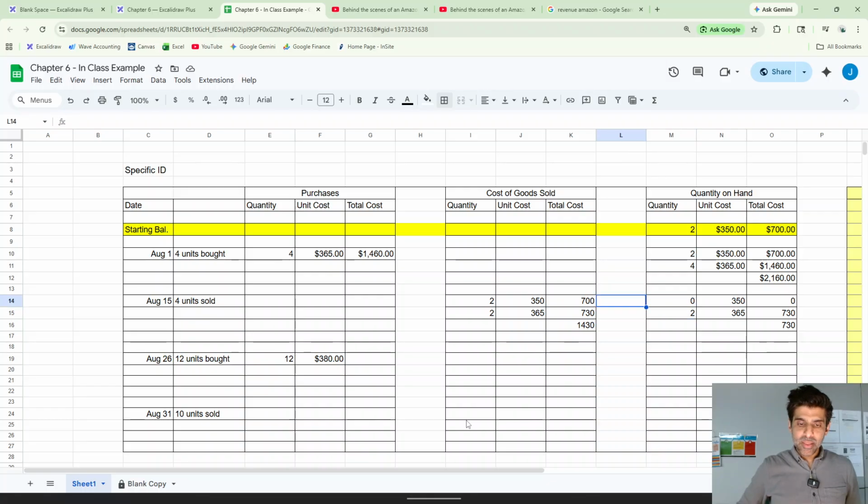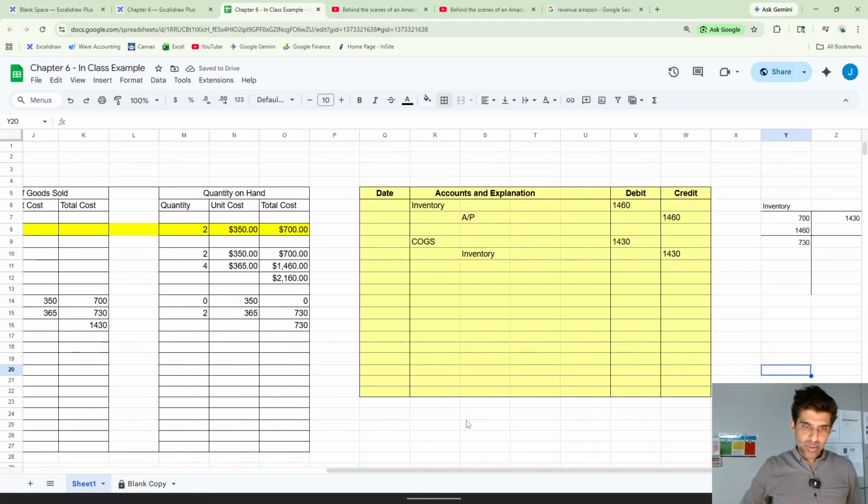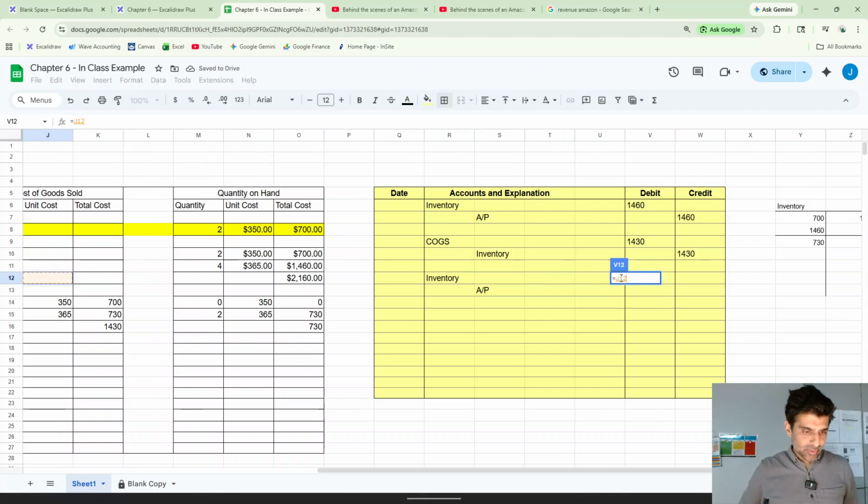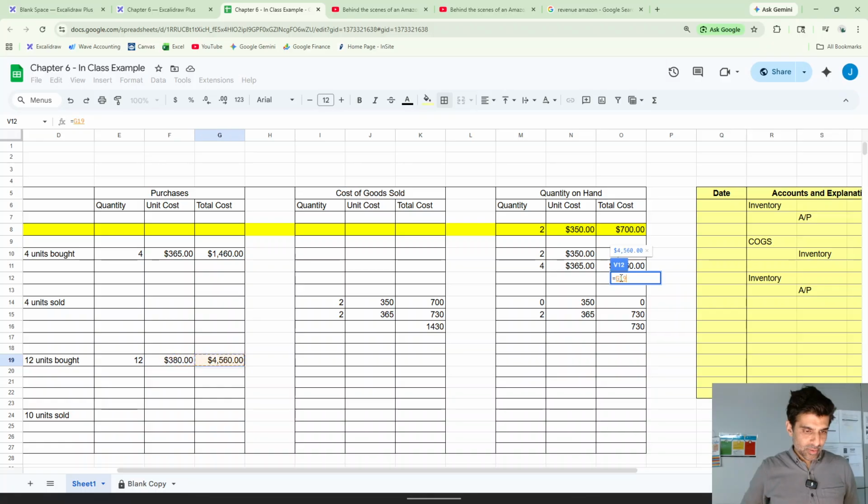Let's say this was our specific identification. We were able to know exactly which 4 were sold. Okay, so now we're buying 12 more. So the total value of this purchase transaction is this. So again, we would have the same journal entry here, and for the value I could just do a cell reference.